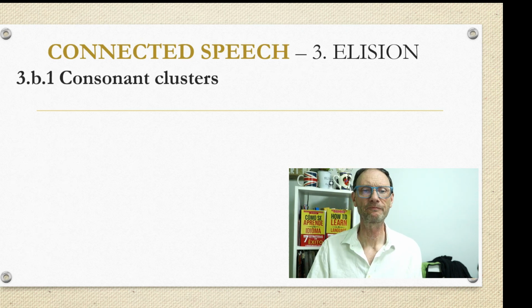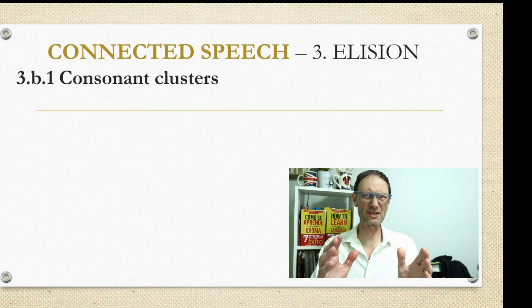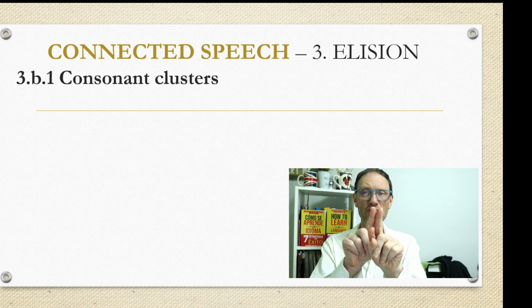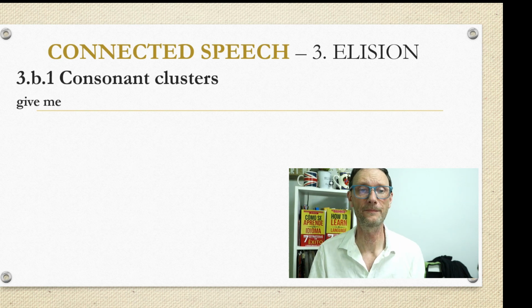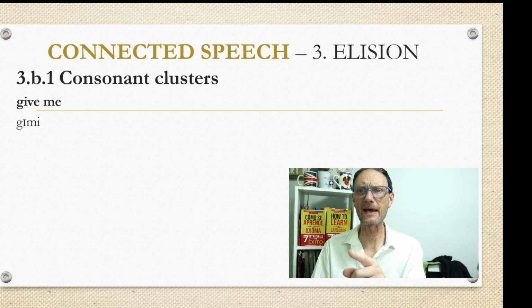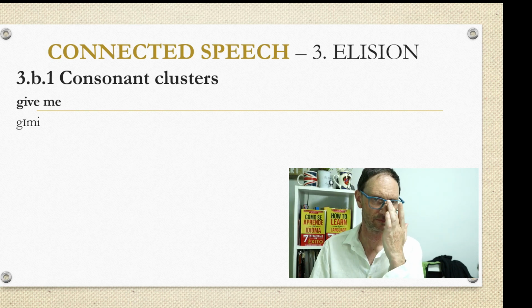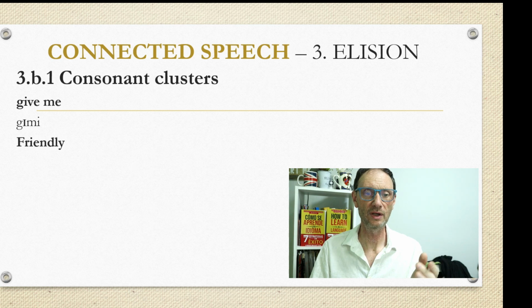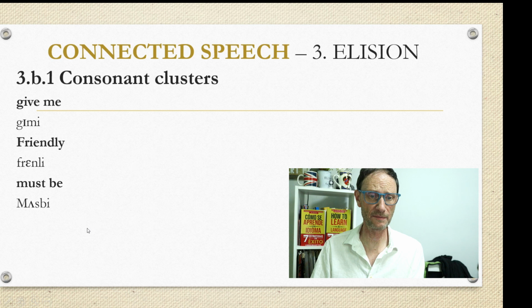The next one is consonant clusters. All right, so this is many consonants together. Give me becomes gimme. Gimme that, please. Maybe you've heard that before. Friendly becomes friendly, so the D disappears. Must be becomes must be, so the T disappears.